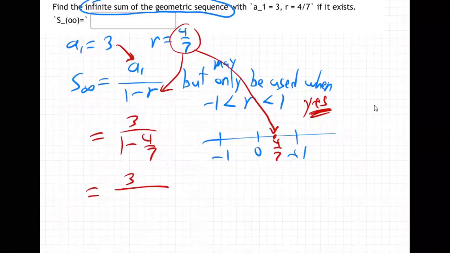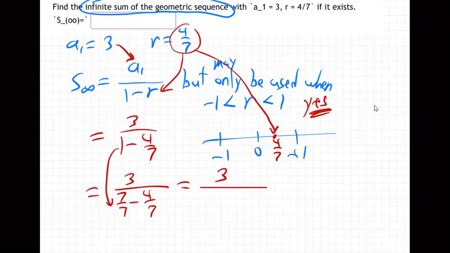3 over, now what do you do with that 1? You make it 7/7. You with me? See how I made that 1 into 7/7? That's still just 1. And now this will be 3 over 3/7, that is 7/7 minus 4/7. And now you grab this guy and you flip him up. So it's 3 times 7/3 because dividing by a fraction is multiplying by the upside down.